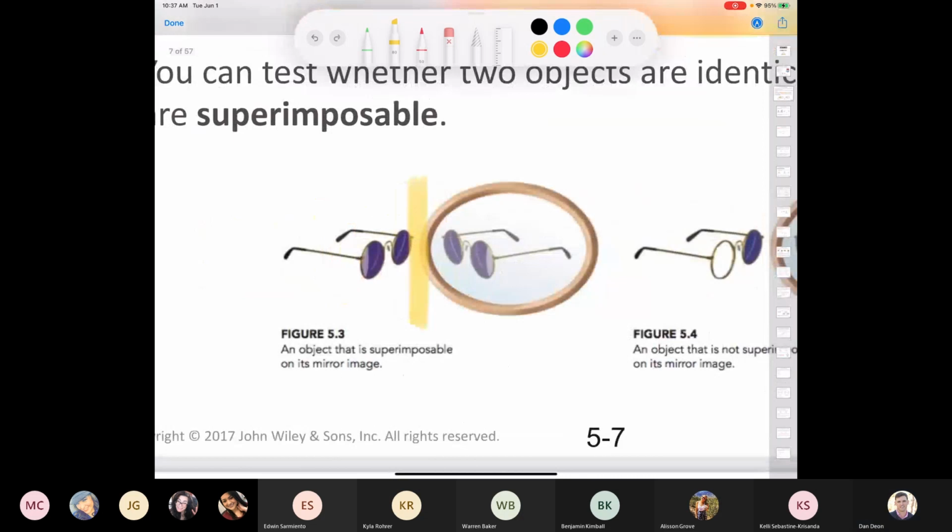Are my slides frozen? I'm moving them back and forth. Are my slides frozen? All right, if they're frozen, let's disconnect this. So go back into here.